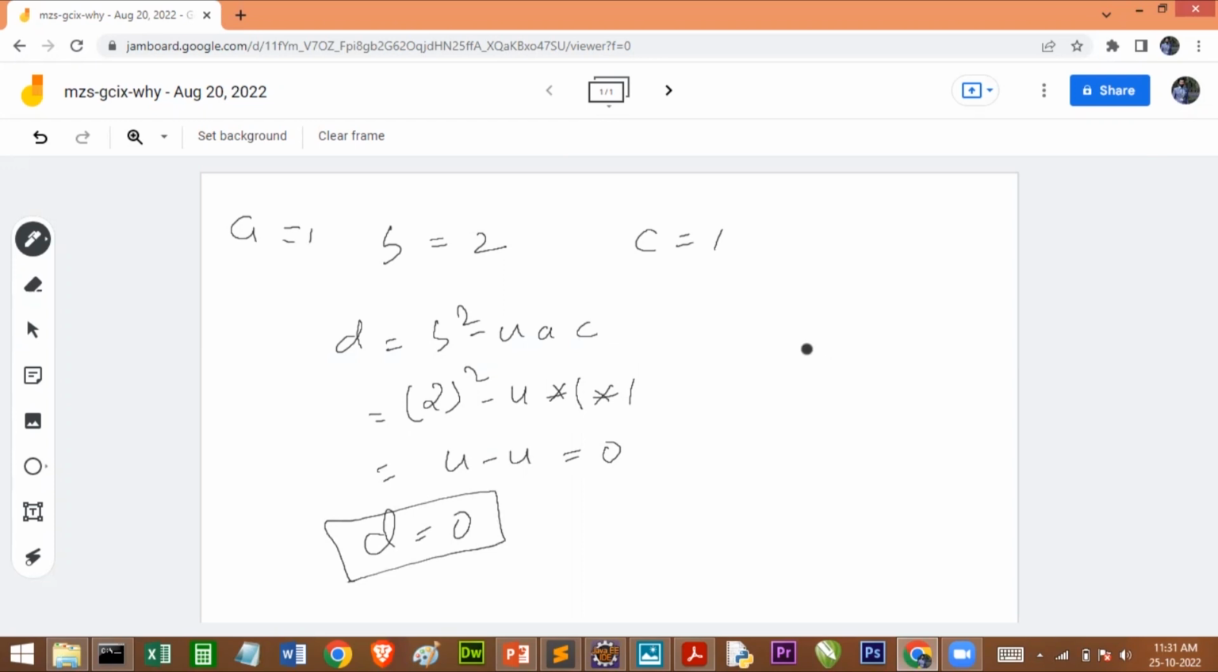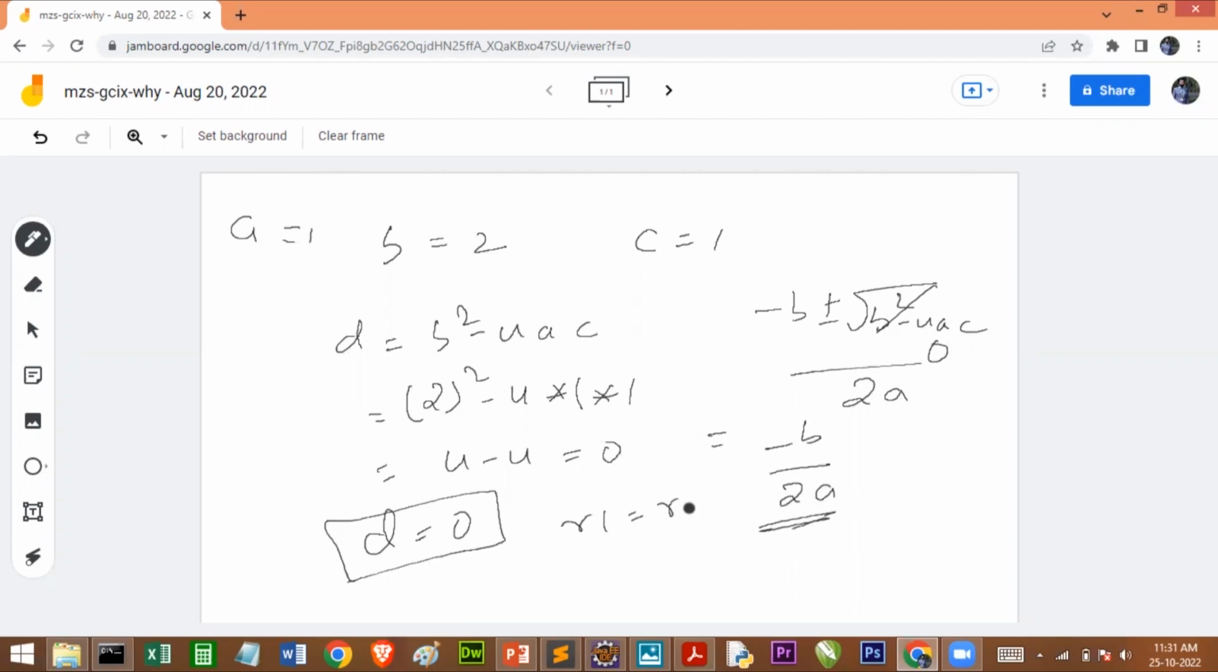So what is the formula? For example, I'll write this. The quadratic formula is minus b plus or minus square root of b square minus 4ac, divided by 2a. So here determinant is 0 now. Determinant is 0, so you will get minus b divided by 2a. So here root 1 is equal to root 2 is equal to minus b divided by 2a.